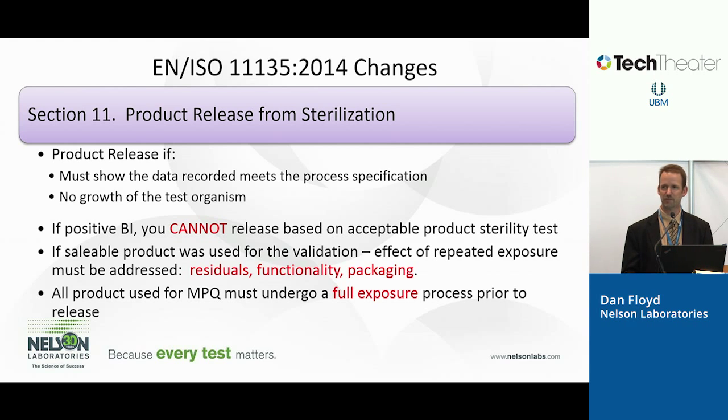And if you get a positive BI, you can't just release based on an acceptable product sterility test. Because when you say your product's sterile, it's got to be sterile to what they call a sterility assurance level of 10 to the minus 6. That's basically saying 1 unit in a million can be non-sterile. So if you're doing a sterility test on product, you would have to test 1 million devices to be able to prove that. So you can't just say that I tested 10 samples and therefore my whole load is sterile. And so this is clarifying that aspect as well.